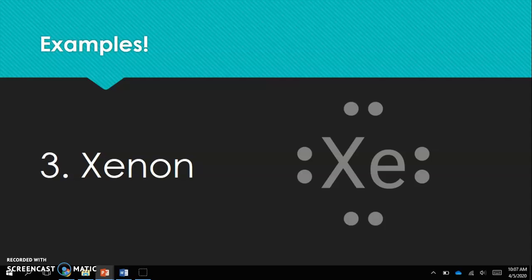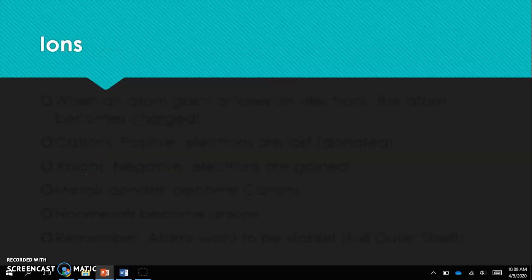Okay, and that is a quick rundown of your Lewis dot structures. If you need more practice or have any questions, let me know.